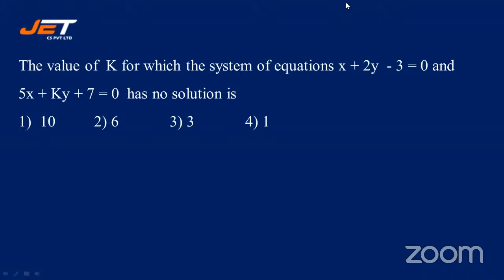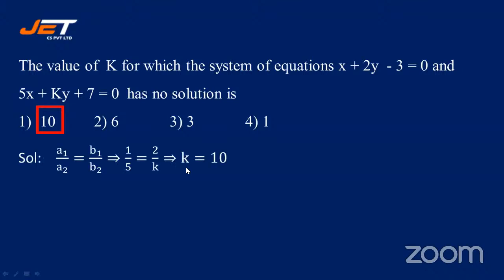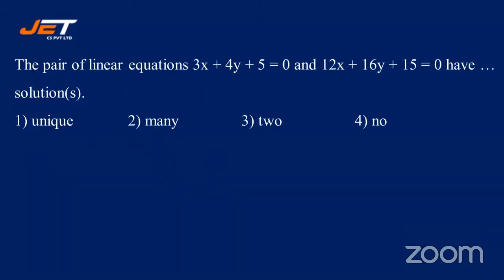All right, let's check the answer. Varsha, you're right. Gayatri, you're right. All right, almost all are giving me the right answer. So it is option 1, which is 10. How? A1 by A2 is equal to B1 by B2, which is 1 by 5 is equal to 2 by K. Cross multiplying, you get the value of K is 10. All right, with this, we are moving on to the next question.